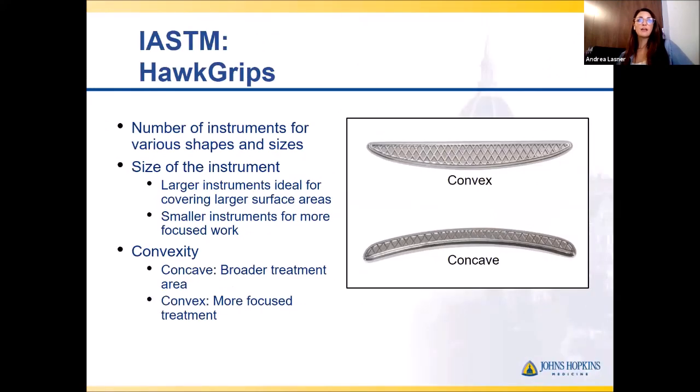There are a variety of different tools on the market. My preference is hawk grips, and there's a bunch of different shapes and sizes. You have convex, you have concave, and it just depends on the body region why you're going to go to certain tools more than others. Sometimes I'll start with a concave first and then move to a convex depending on the body region.